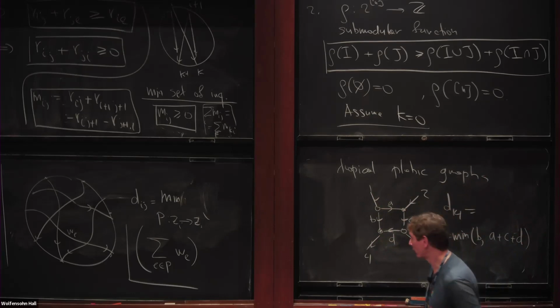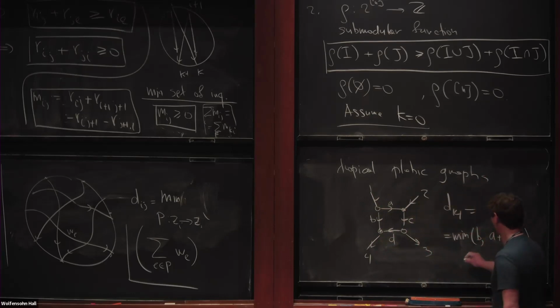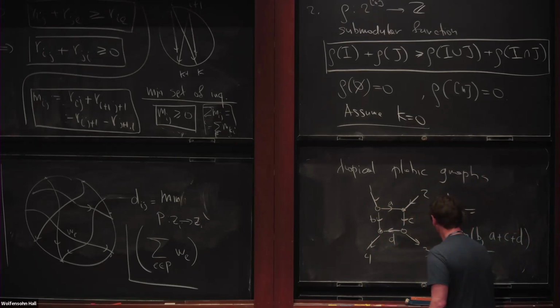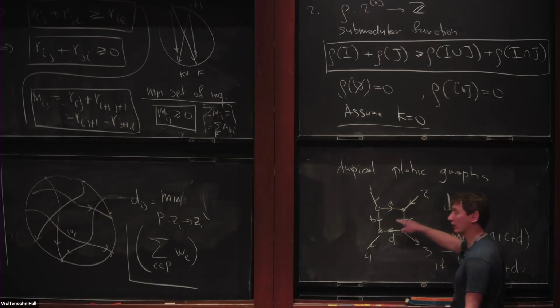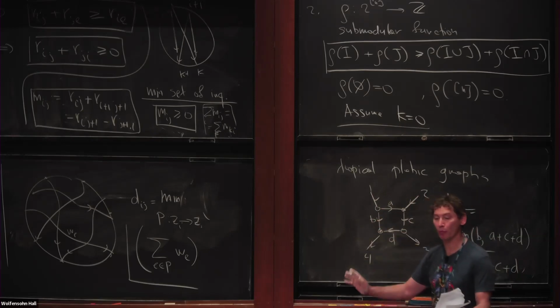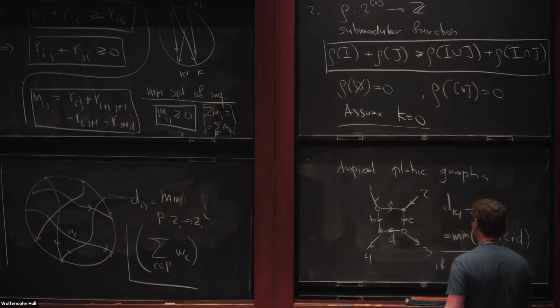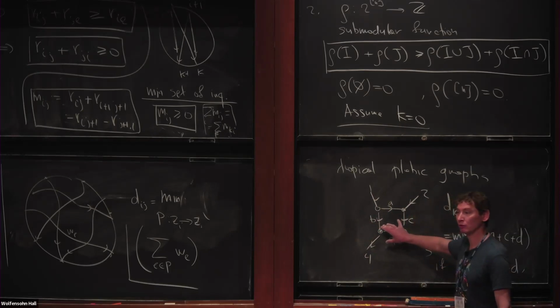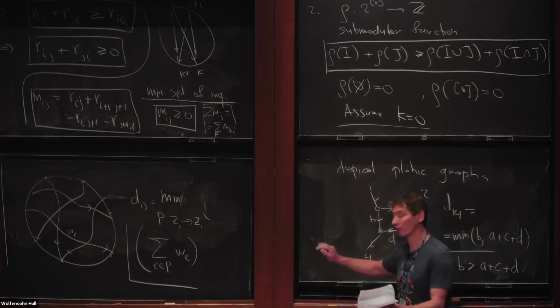So notice that if B is greater than A plus C plus D, then we should travel like this. Every time when you travel, you will never use HB. So it means that in this case, in the tropical Playback graphs, this graph is not reduced. So this graph will not be a reduced graph.